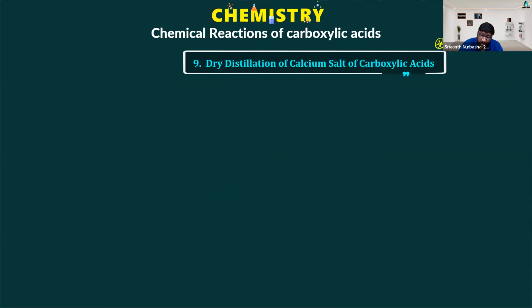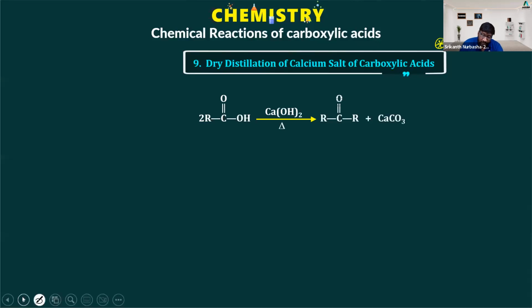And the next type of reaction, dry distillation of calcium salt of carboxylic acid we can take. If you take the dry distillation of calcium salt of carboxylic acid, what happens in this case? RC=OOH treated with Ca(OH)2 upon heating produces RC=OR plus CaCO3. How does this happen?